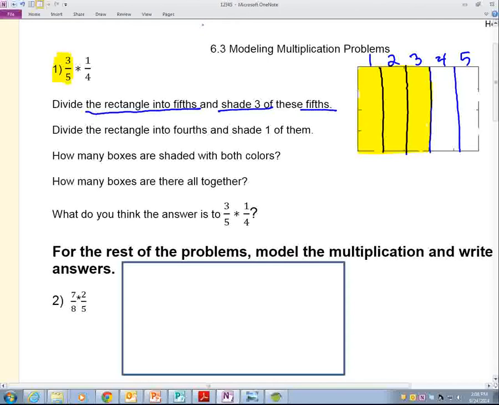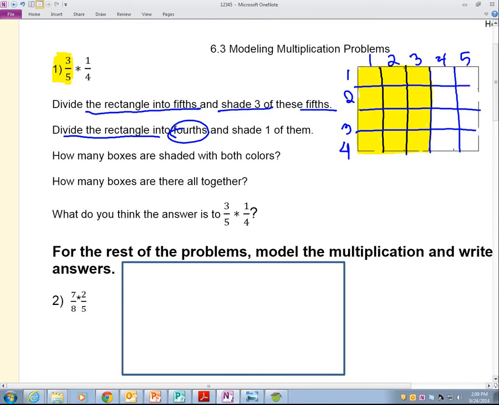Next one. Now, we just did the fifths. Do you agree that the fifths are vertical, so they go up and down? Do you agree that that's the angle that these fifths are at? Yeah? Good. Let's ignore those vertical columns for a moment. Let's talk about horizontal thirds. Or sorry, divide the rectangle into fourths. So we're going to divide it into fourths. 1, 2, 3, 4. Do that.